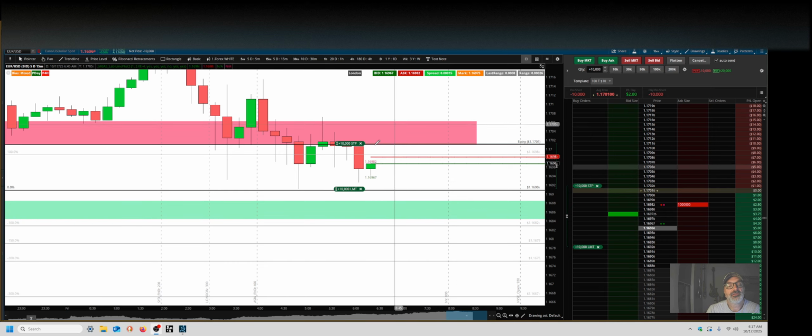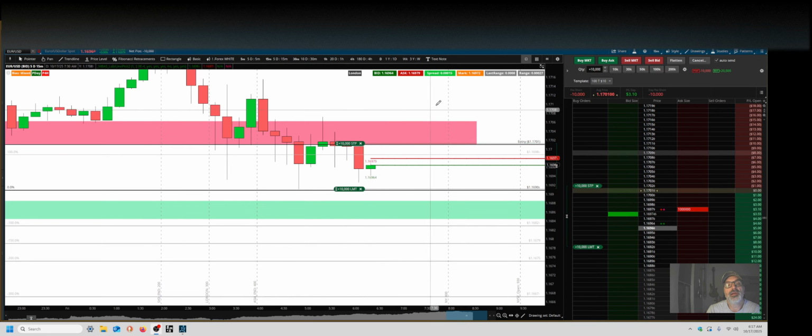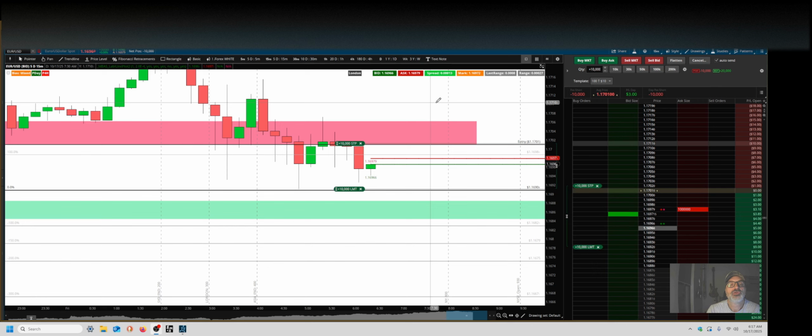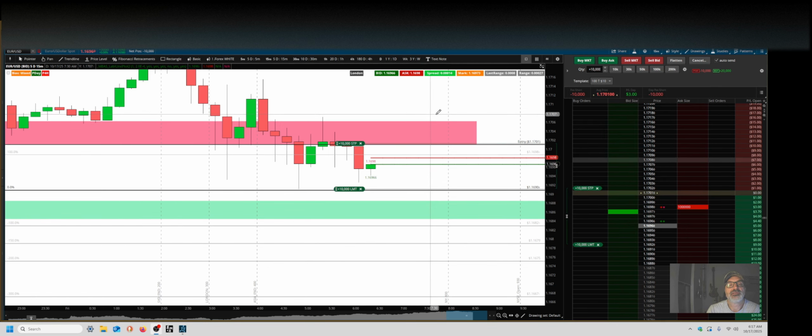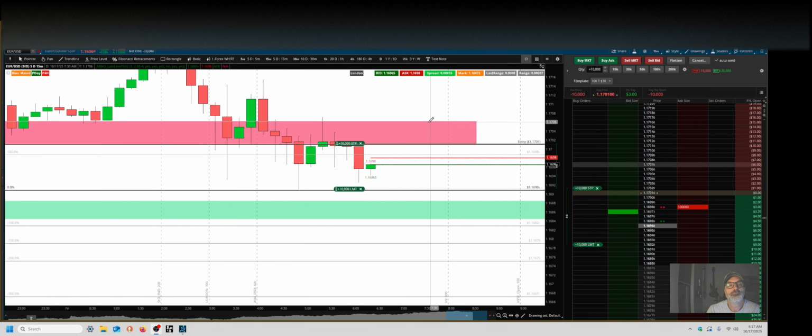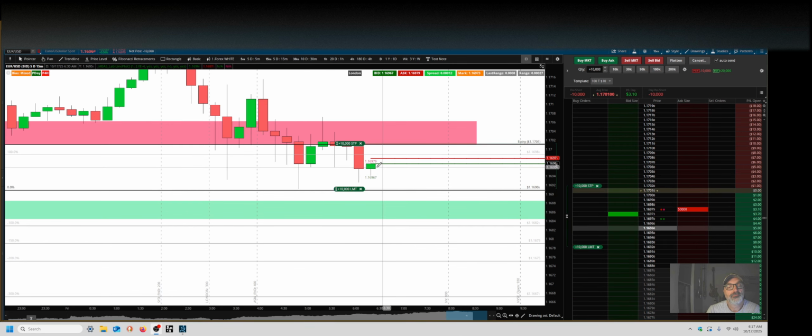14, 15. You see this? We got a blue candle. We need to see these numbers come back down and some selling come back in. We're at 15, 14. The spread's getting wider, meaning there's less liquidity. So are sellers leaving right now? Appears to be.